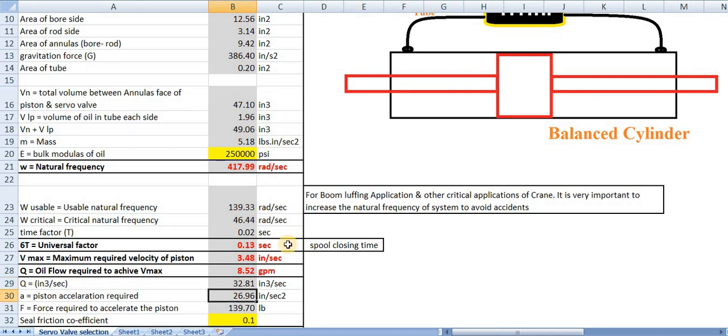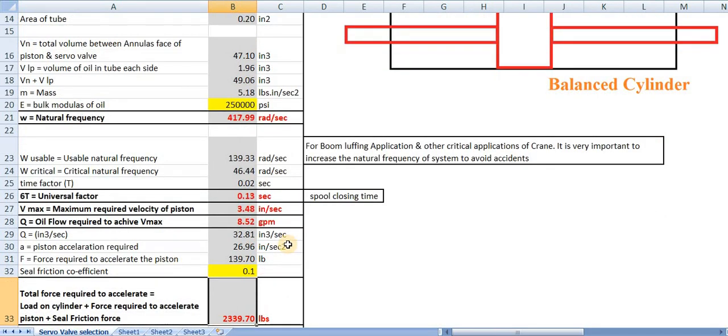And if you know Newton's second law, F is equal to ma, so we can easily get the acceleration value, and it's 26.96. We need this value to get the force required to accelerate the piston. This much force we need to move the piston or actuator. And we have to consider a lot of other forces to move the piston. It's not only load, it's load plus the force required to accelerate, plus friction force and seal friction as well.